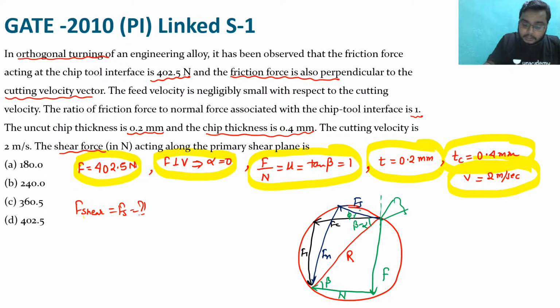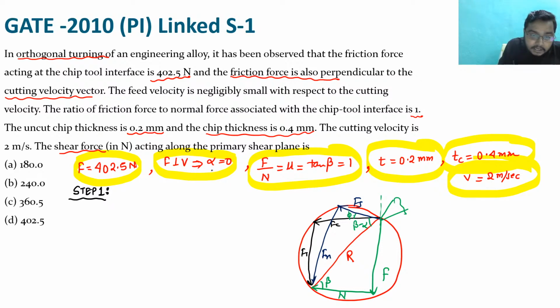Okay, see, these things are given to you. Now I am writing the step-by-step things. Step 1: alpha is given as 0. You have been given R, so find the R. And once you have alpha equal to 0, you can find phi.